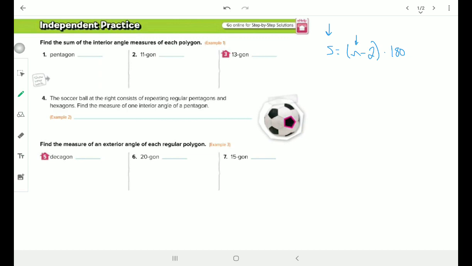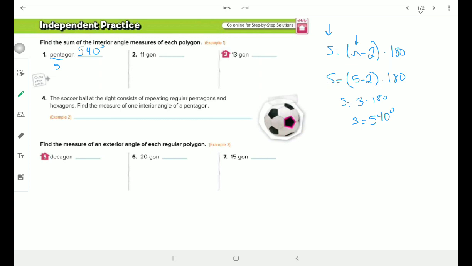So for number 1, we have a pentagon. Now, penta means 5, right? So this is a 5-sided shape. So the sum of all the angles is going to be 5 minus 2 times 180. Now, 5 minus 2, we know that is 3. So that's going to be 3 times 180, which is 540 degrees. So the sum of all the angles inside of a pentagon is 540 degrees.